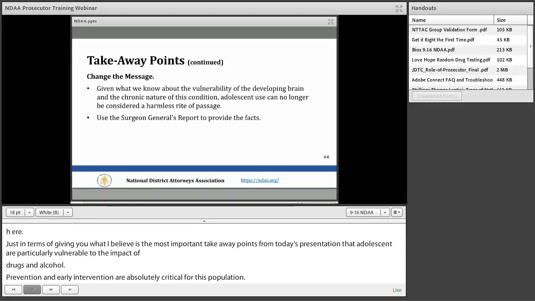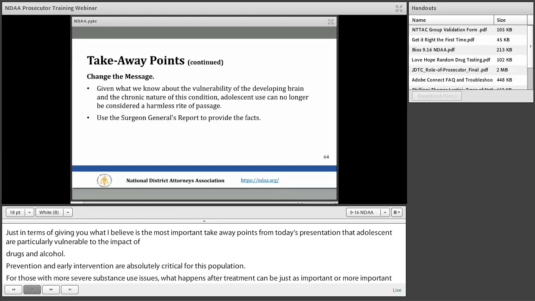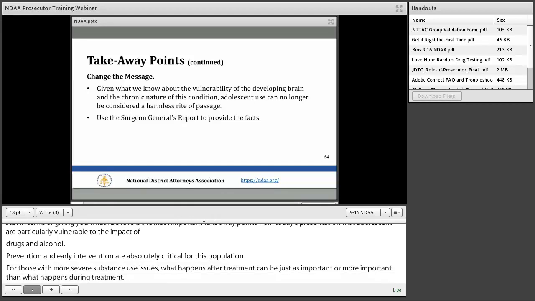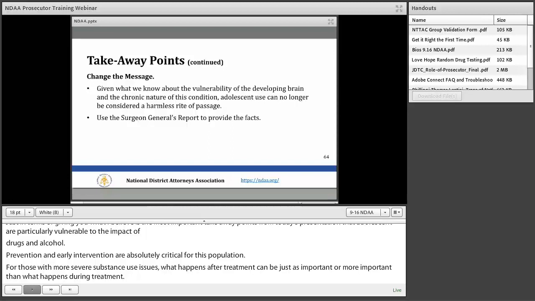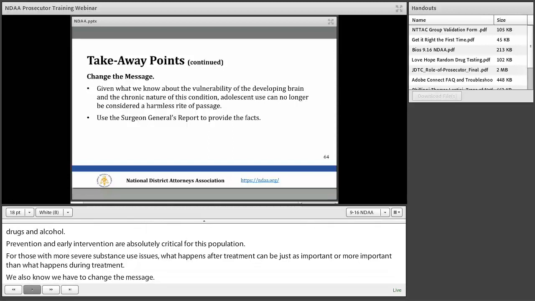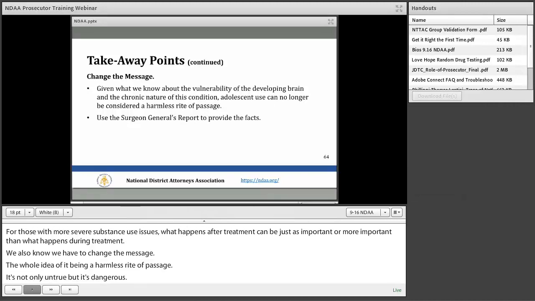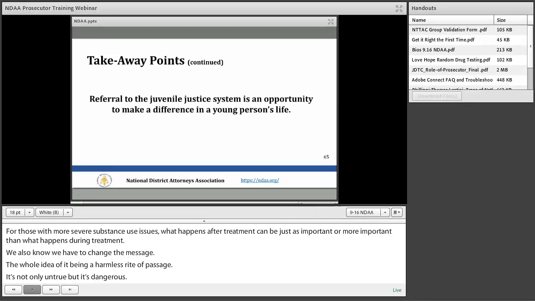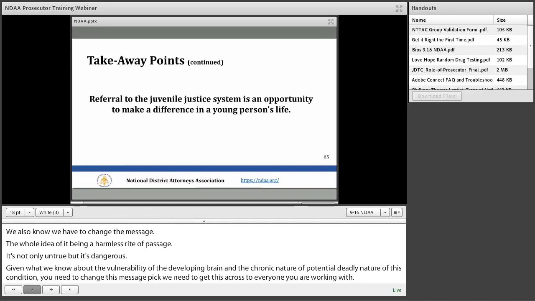We also know we have to change the message. The whole idea of it being a harmless rite of passage is not only untrue, but it's dangerous. Given what we know about the vulnerability of the developing brain and the chronic and potentially deadly nature of this condition, we need to change this message, and you need to get this across to everyone you're working with. Again, you can use that Surgeon General's report to provide the facts, and it's an incredible resource.